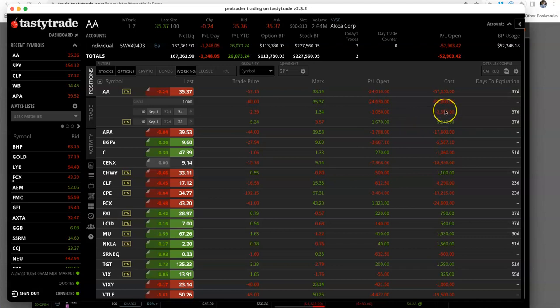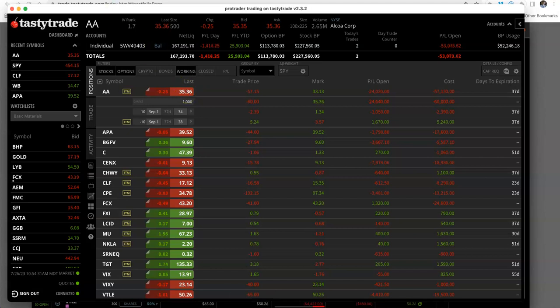And then you got your cost. Again, cost, honestly, I don't really care about cost. That's just kind of your basic stuff. And then here's our days to expiration. So you can see it over here as well, and over there. Again, you probably don't even need it over here. But really what we want is trade price, mark, open P&L. These two, cost and expiration, give or take, doesn't really matter.